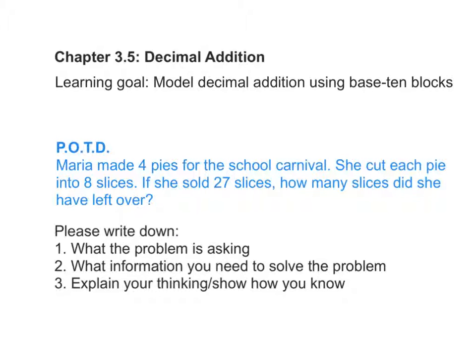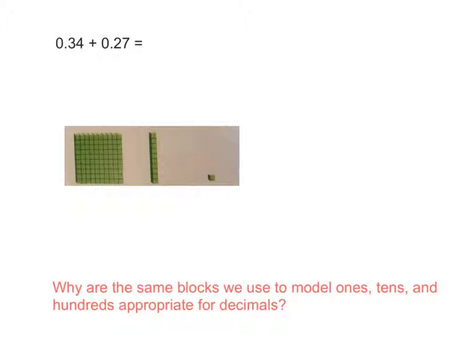We're going to first talk about it by modeling it, drawing pictures and using base 10 blocks to model decimal addition. So if you're taking good notes, you've written down this problem, 0.34 plus 0.27. Let's figure out how we can use base 10 blocks to model this addition problem, 34 hundredths plus 27 hundredths. If you think back all the way to 3.1, we talked about how we can use pictures to model decimals.